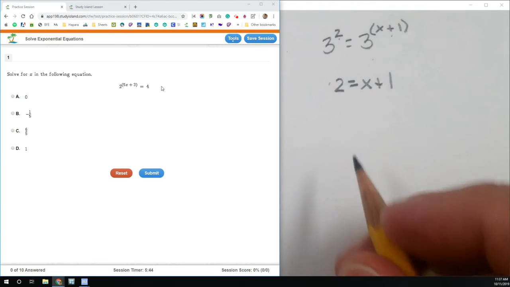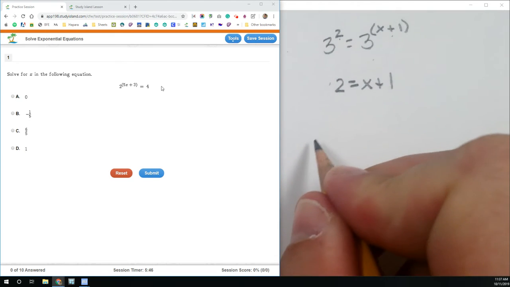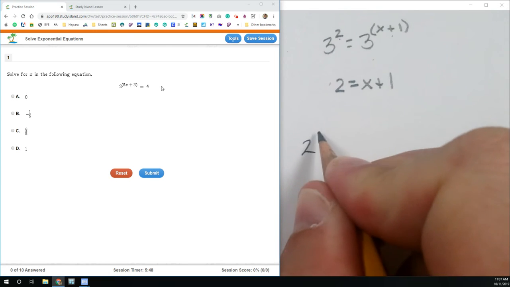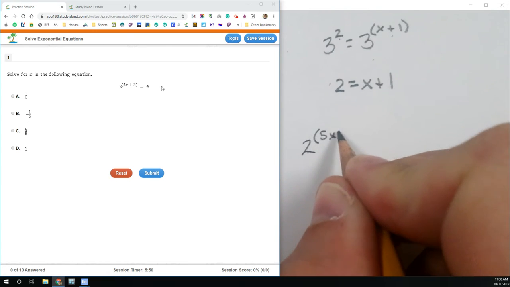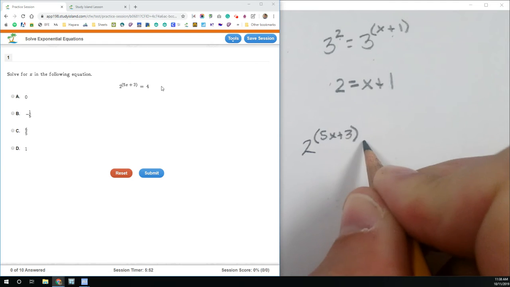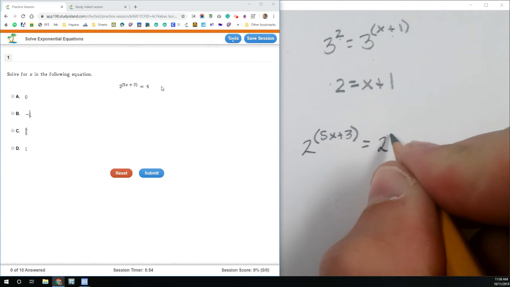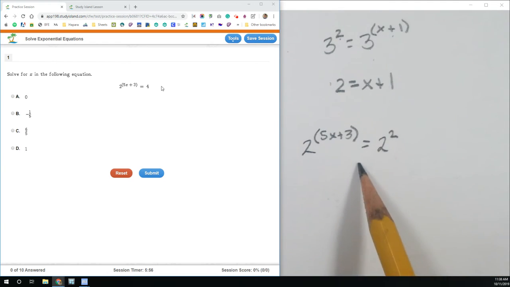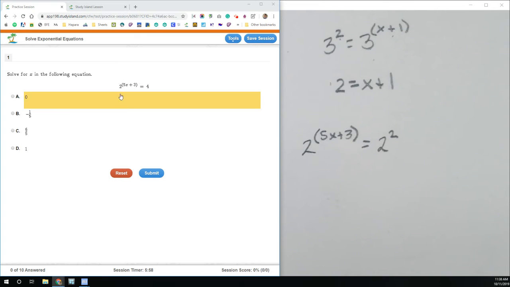You might know that in your head. It's 2 to the power of 2. So this is what I might write. I might say that 2 to the power of 5x plus 3 is equal to 2 to the power of 2. I just wrote exactly what it says in our equation. I just didn't write 4. I wrote 2 squared. 2 squared is 4, so it's the same thing.